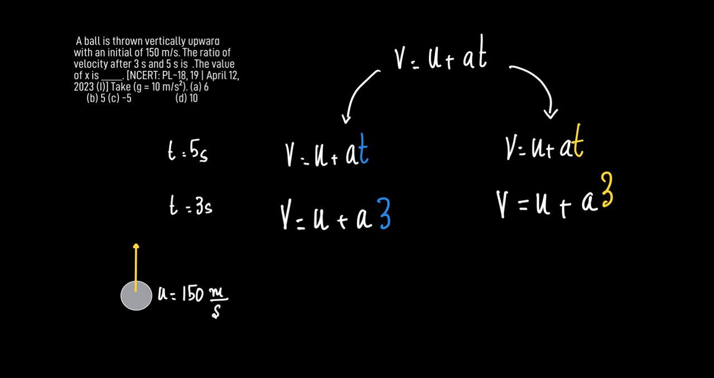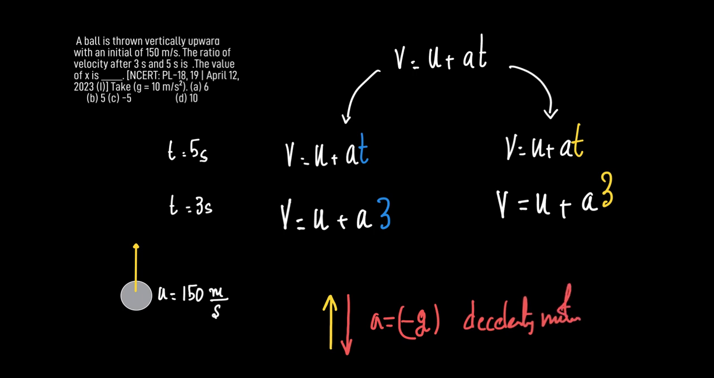Now, what is a? Let's try to understand this. The direction of motion is upwards. Acceleration due to gravity is acting downwards, which means it is opposing the initial direction of motion. Therefore, acceleration here is equal to minus g, which means this is a decelerating motion. The velocity will keep on reducing as it goes up. It would come to 0 and then come down.